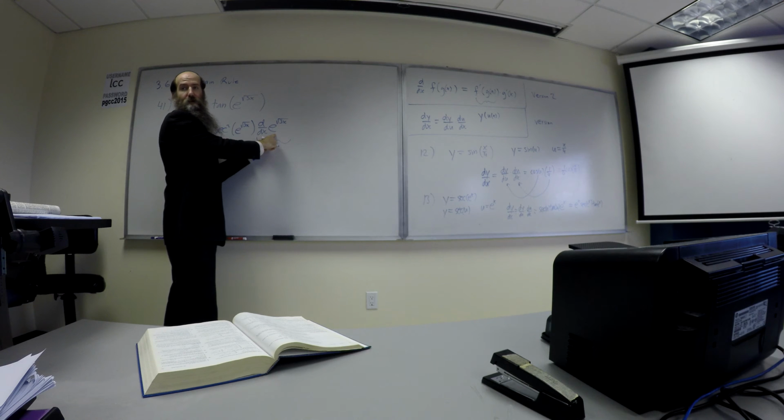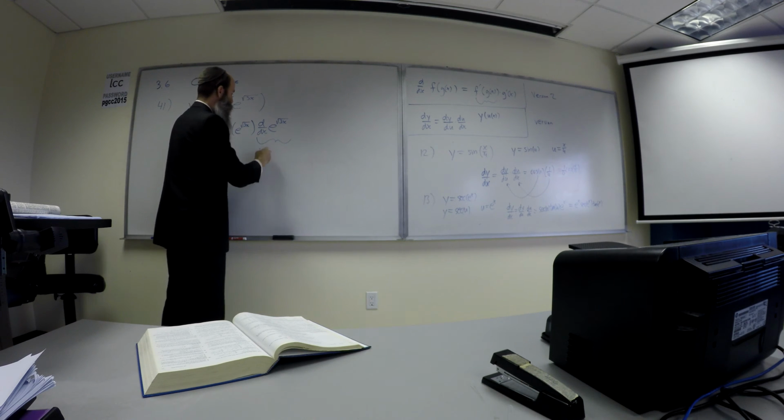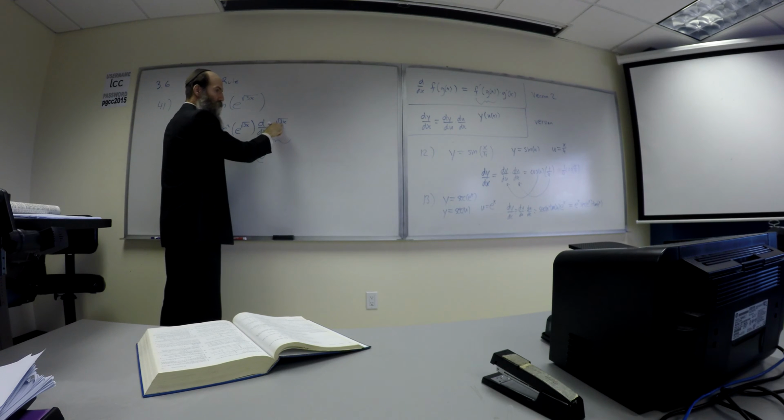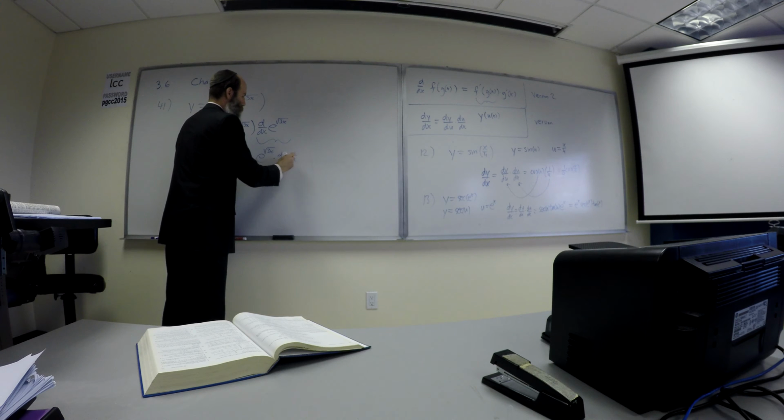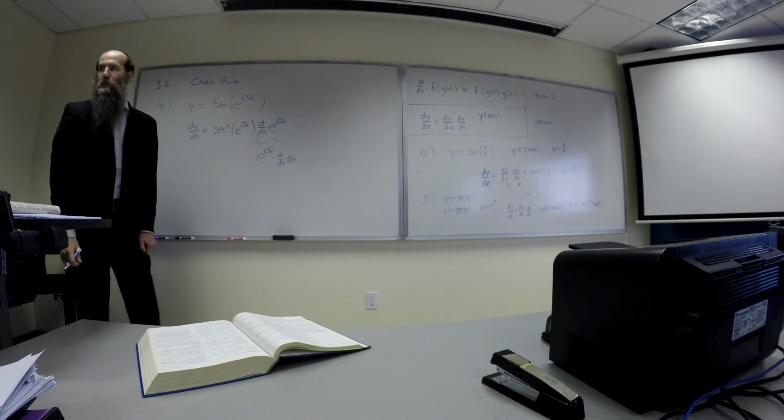So what's the derivative of e to the x? E to the x. So this expression comes back with this inside. The inner function stays the same. So root 3x. But now what do you have to multiply by? The derivative of the root of 3x. Agreed?